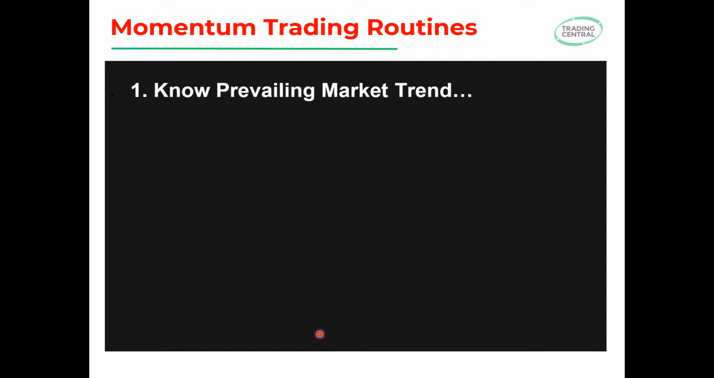So these are the routines I take. You can take it as a reference. First of all, you have to know the prevailing market trend. Are we still in a bull market or in a bear market? For the US stock market, I can say we are still in a bull market. Although we are seeing some consolidation and some correction at the moment, I still think we are in a bull market.